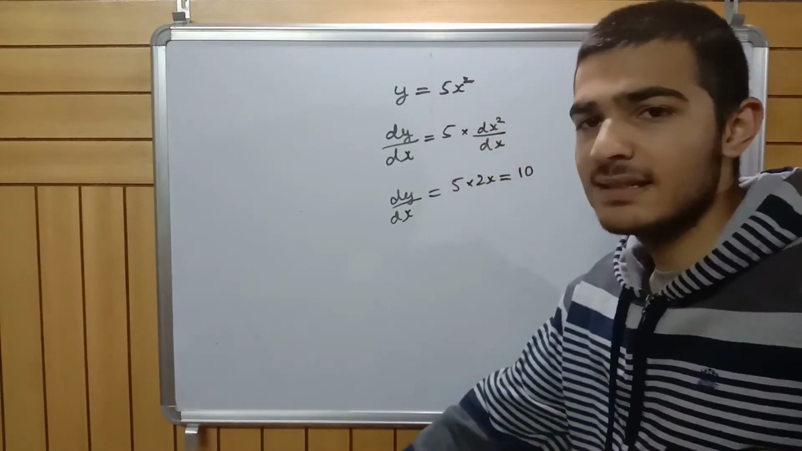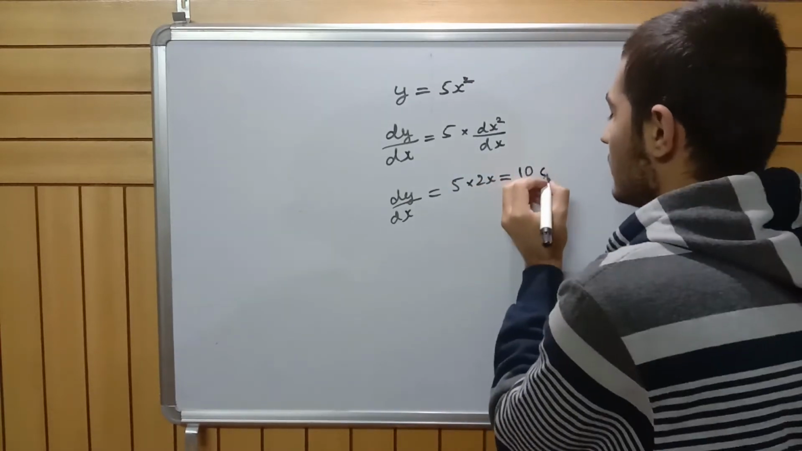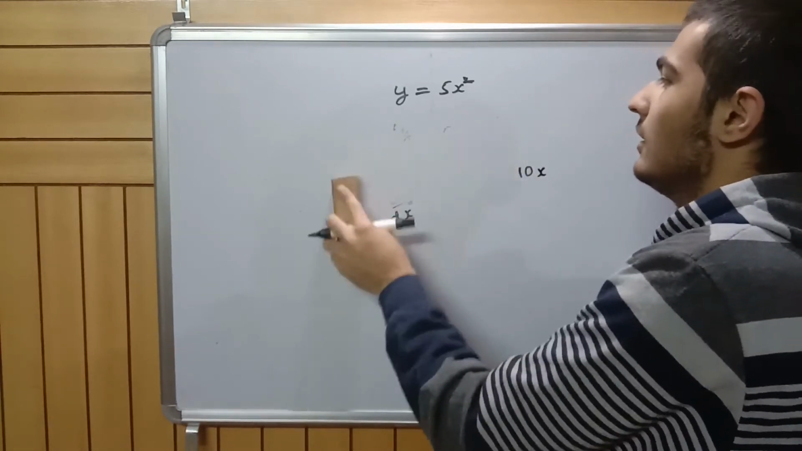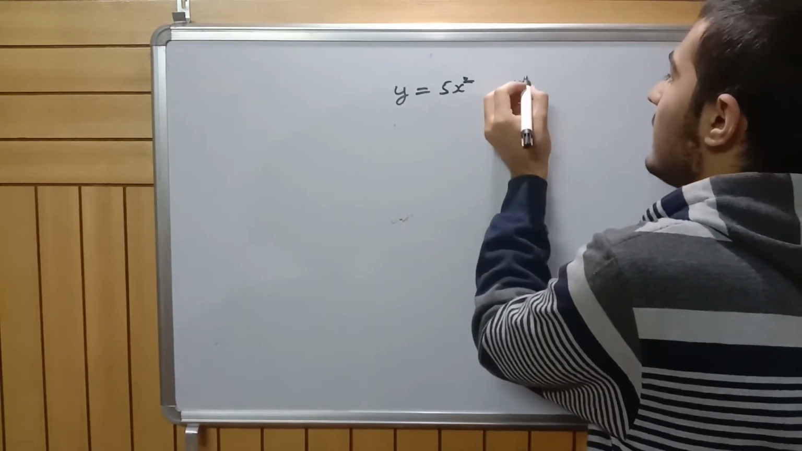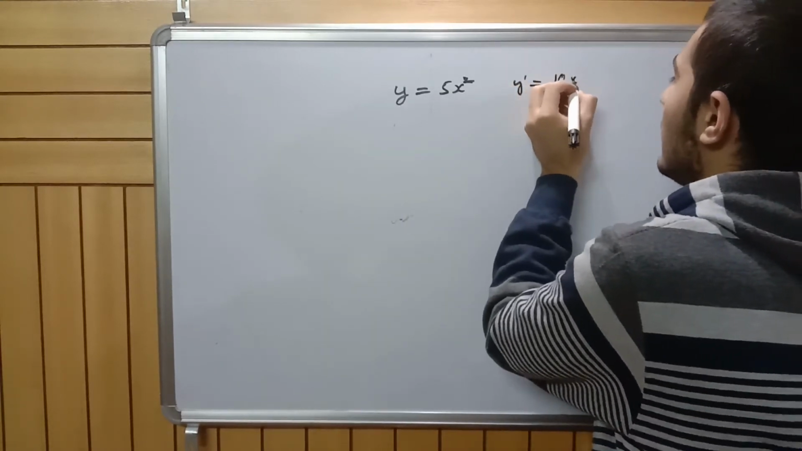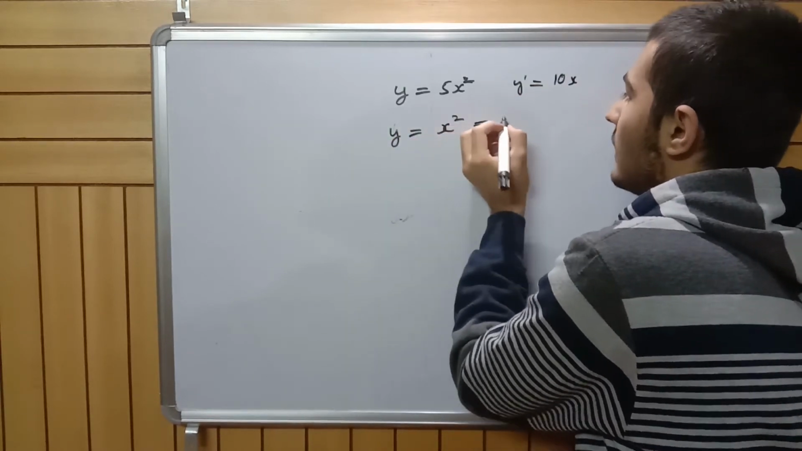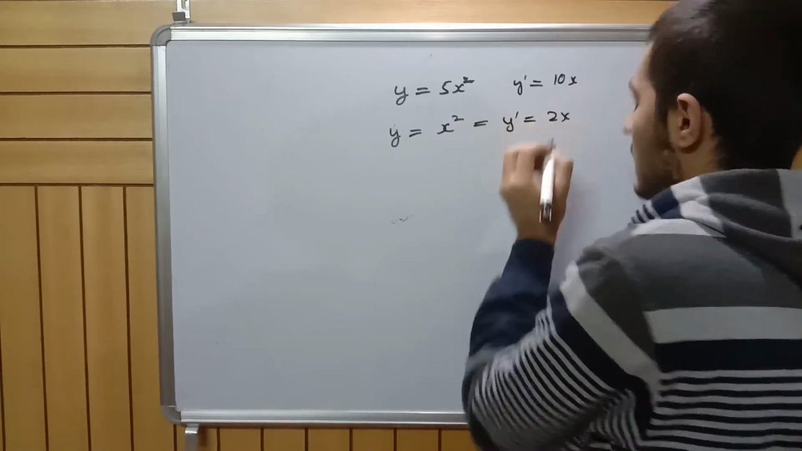Now the logic behind this whole operation, I've got 10x right here. So wait, I'll just write it again. So y prime equals 10x, and if I had got this, y prime in this case would have been simply 2x.